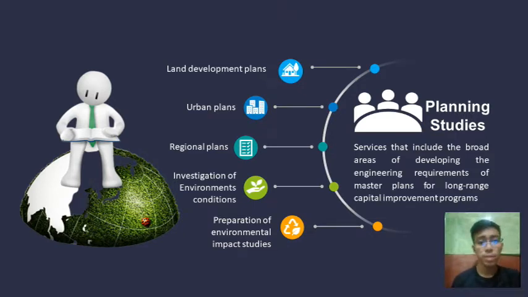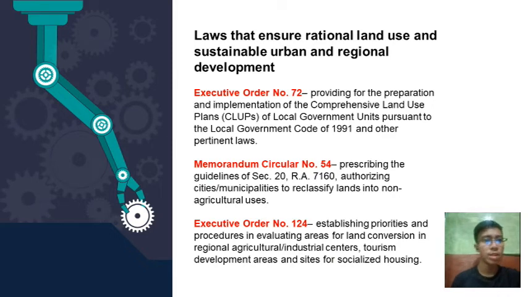So dito sa Philippines, we have several laws that ensure rational land use and sustainable urban and regional development. And meron ako ditong nilista na tatlo. First is the Executive Order number 72, providing for the preparation of implementation of the comprehensive land use plans of local government units pursuant to the Local Government Code of 1991 and other pertinent laws.